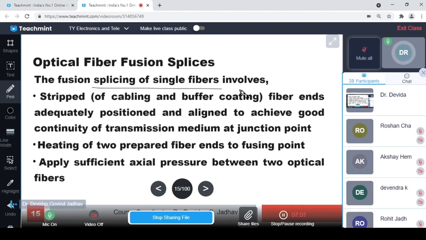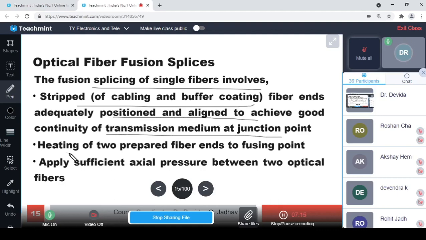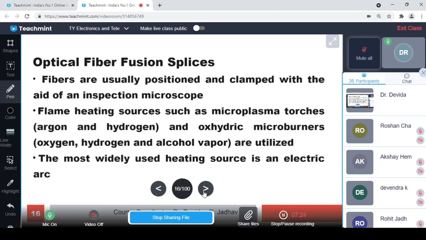So fusion splicing involves the stripped cable, where the cabling and buffer coating is removed. Then the fiber ends are adequately positioned and aligned to achieve good continuity in the transmission medium at the junction point, and the prepared end faces are heated to fuse the points, applying sufficient axial pressure between the two optical fibers to create the joint.